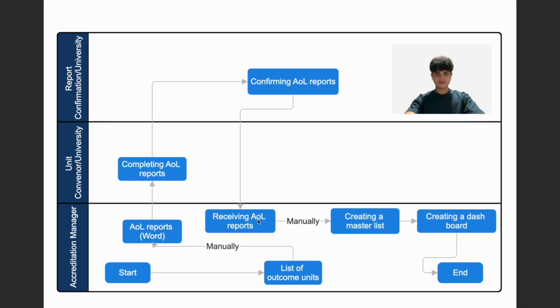After accreditation managers receive the confirmed AOL reports, they have to create a master list. When creating this master list, they have to key in all the data from those reports manually. That's also pretty time consuming. Imagine when there are 20, 30 outcome units, this can be really time consuming.